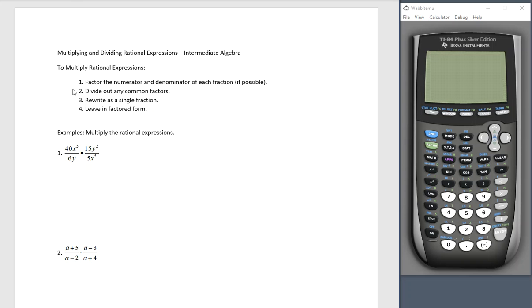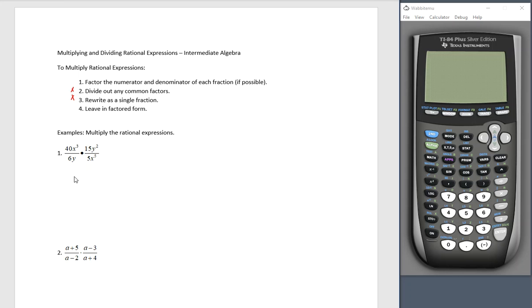Now, these two steps, 2 and 3, are sometimes switched. It doesn't matter the order. I generally divide before I rewrite as a single fraction. Just as long as I take something from the numerator and something from the denominator, it's all the same. I just don't want to get caught up in writing it too many times, is really what it comes down to. I'm kind of lazy.